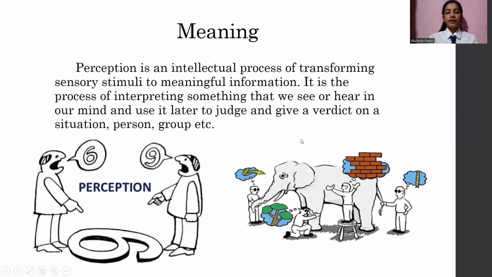First, meaning. Perception is an intellectual process for transforming sensory stimuli to meaningful information. It is the process of interpreting something that we see or hear in our mind and use it later to judge and give a verdict on a situation, person, group, etc.